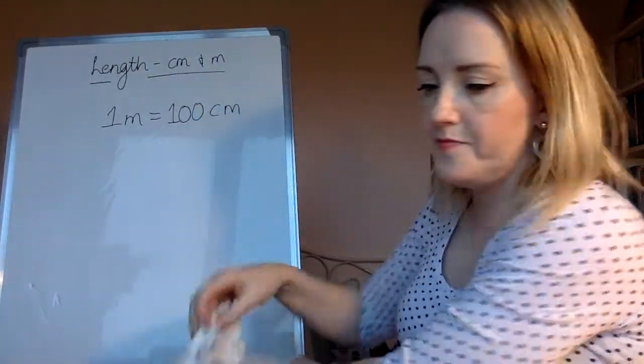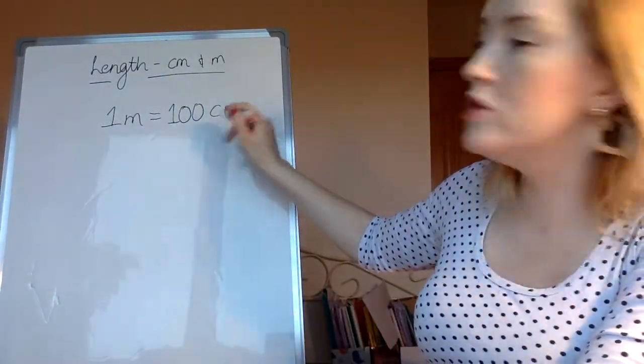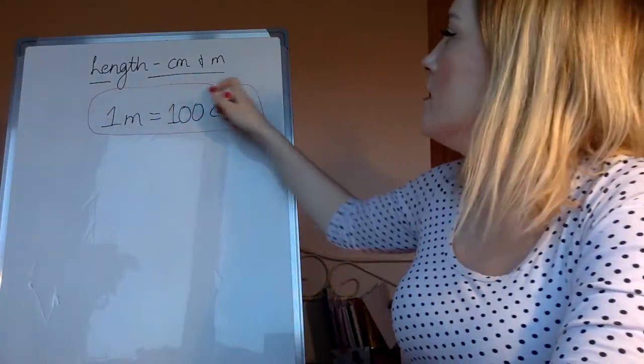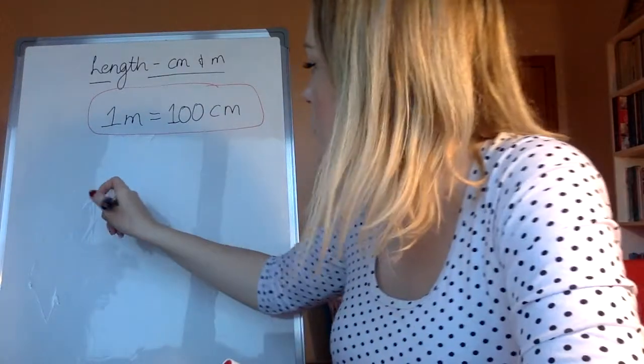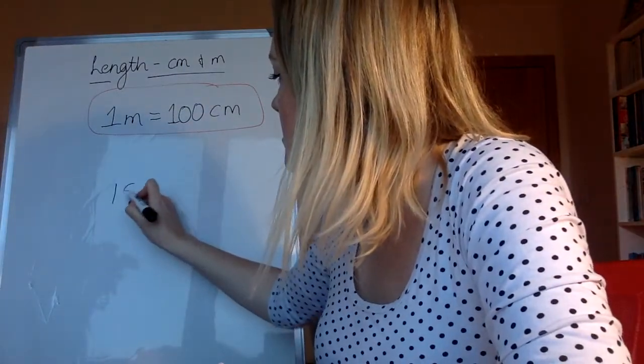Right. Golden rule, golden rule, golden rule. Always, always, it will never change. So B is 182 centimetres.